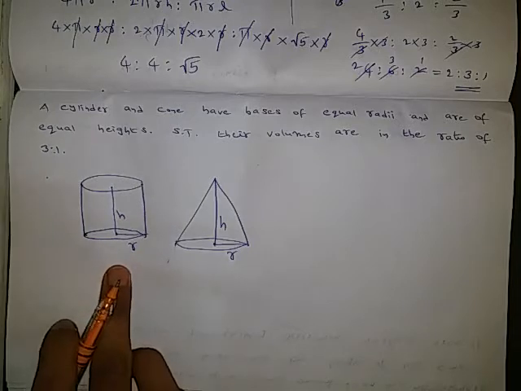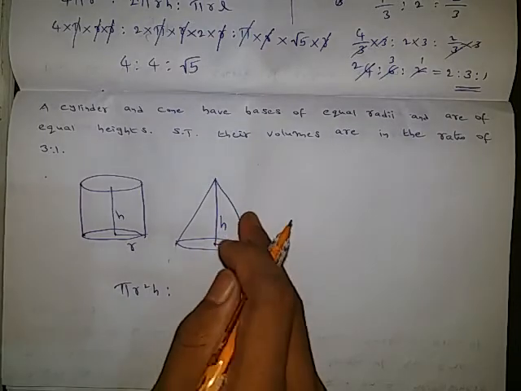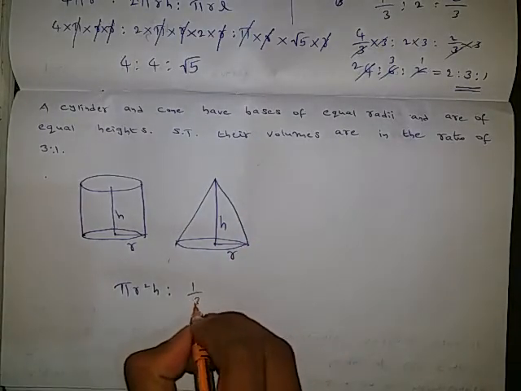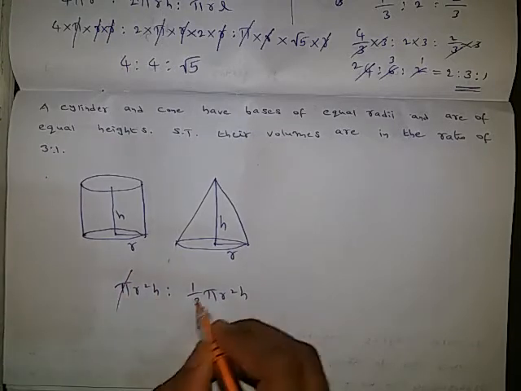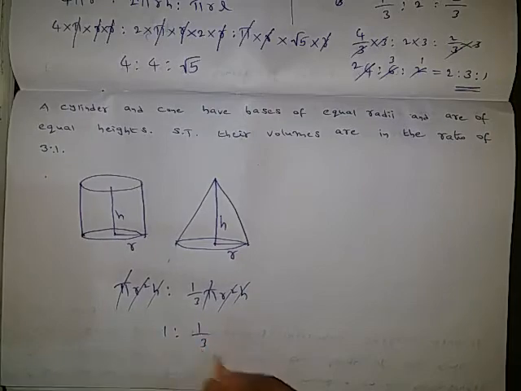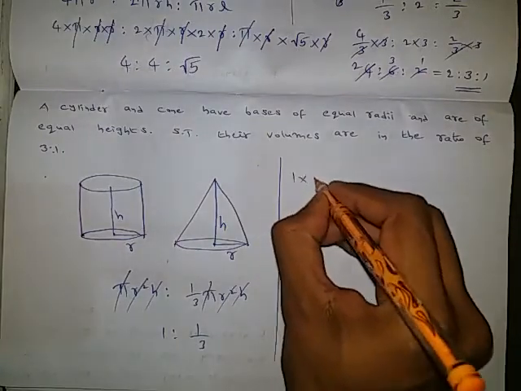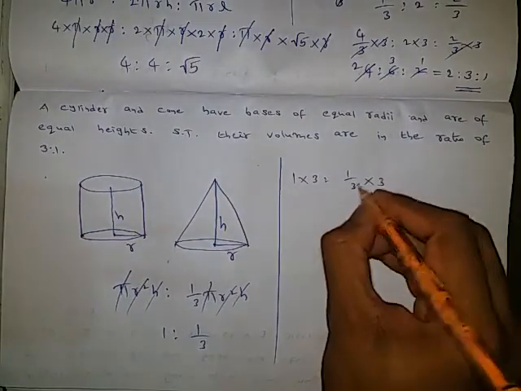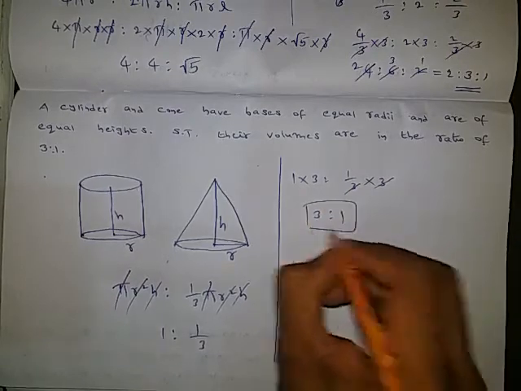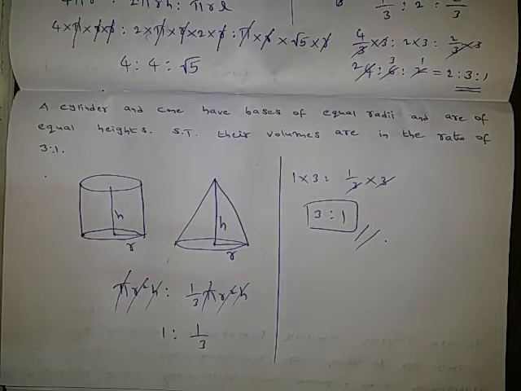So first, volume of a cylinder pi r square h is to volume of a cone 1 by 3 pi r square h. Here pi cancels, r square cancels, h cancels, so we remain with 1:1 by 3. Now on both sides I will multiply by 3. So 1 into 3 is to 1 by 3 into 3. 3 cancels, so we remain with 3:1, hence proved. Okay, then let's move to the next question.